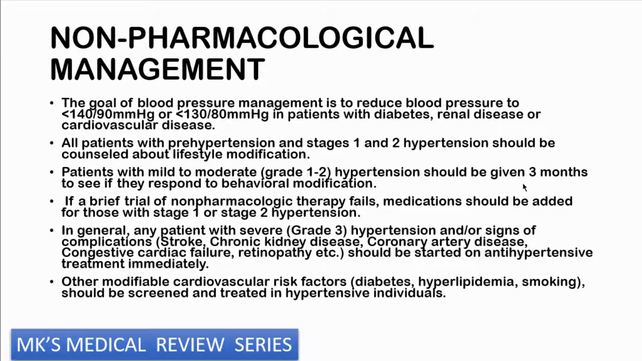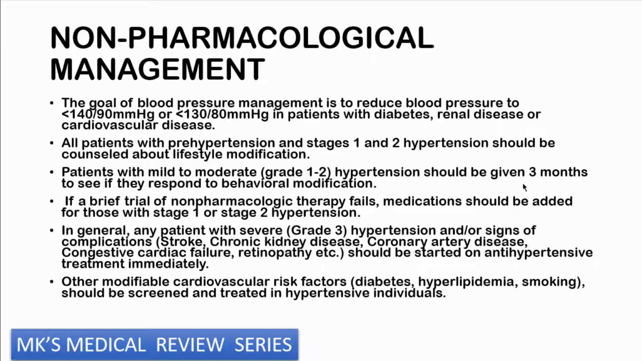So in all patients that have pre-hypertension, in patients with stage 1 and stage 2 hypertension, you should counsel them for some lifestyle modifications. I will tell you about the measures that they should do in the next slide. And the patients with mild to moderate hypertension, meaning grade 1 and grade 2 hypertension, you should give them at least about 3 months to respond to these behavioral modifications in order to see if they may help. Sometimes they do help and they may actually not even need medication. But if you try this and the non-pharmacological therapy fails, then medication should be added, especially for those in hypertension stage 1 and stage 2.